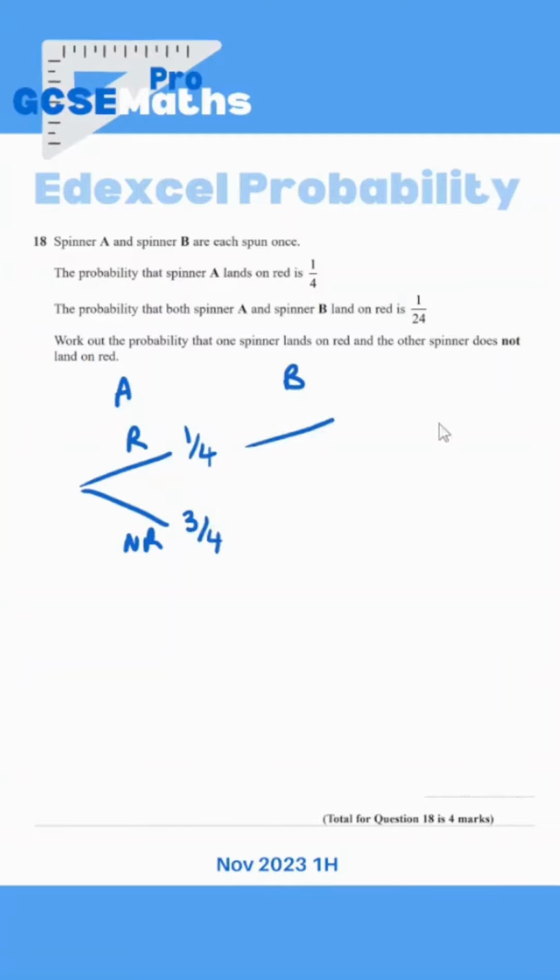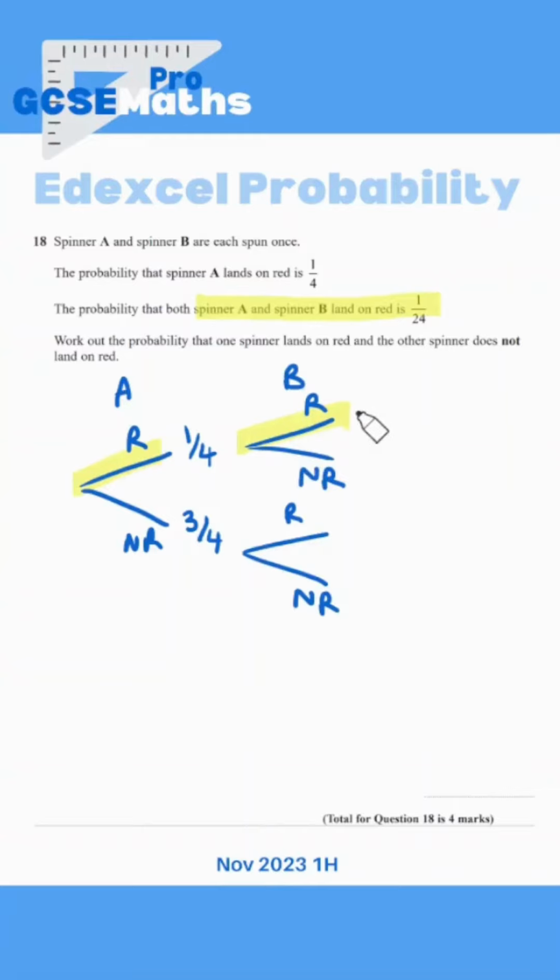Then we're going to spin spinner B. Again, we've got red or not red, haven't we? Now, this is the one where we don't actually know the probability, do we? But they've told us that the probability that both A and B land on red is 1/24, so that would be red and then red, wouldn't it? And if you remember how to use a probability tree, we take the probabilities and multiply them, don't we? Across the branches we multiply.